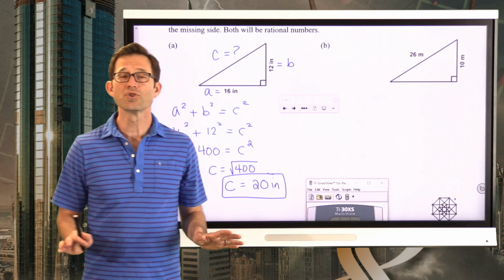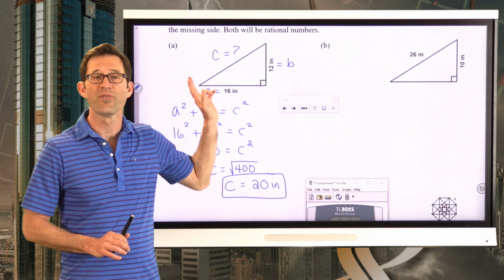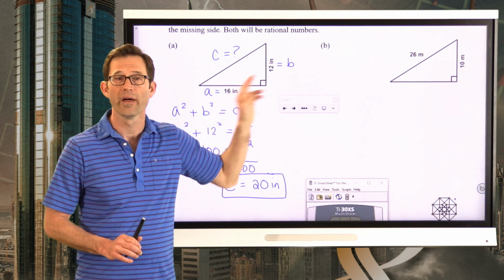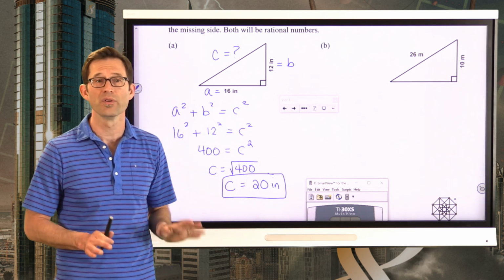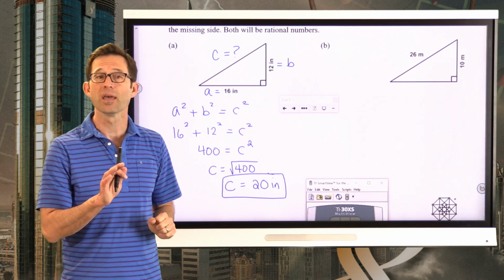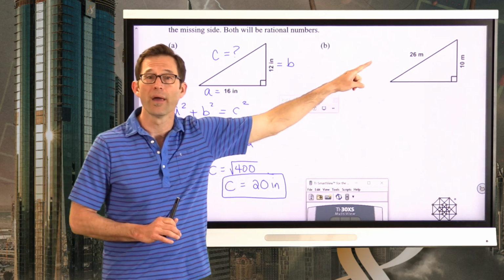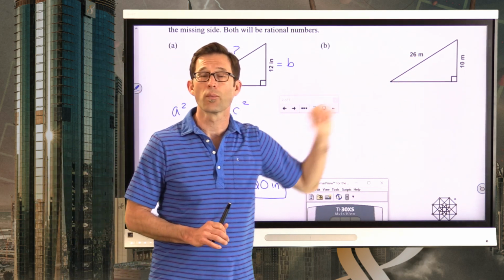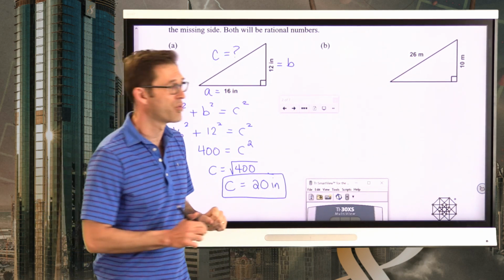Now, that was a situation where we used the Pythagorean Theorem to find the hypotenuse when we knew the two legs, and that is the easiest, most straightforward use of the Pythagorean Theorem. It is a bit more difficult when we know the hypotenuse, one of the two legs, and we're trying to find the other one. So let's go through that one.